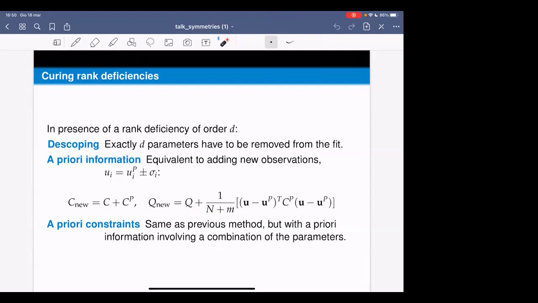A small variation of the a priori information technique is to include a priori constraints in the fit, meaning that if we know that there is a certain relation holding between a subset of the fit parameters, well, then we can include this piece of information in the fit with a certain uncertainty.